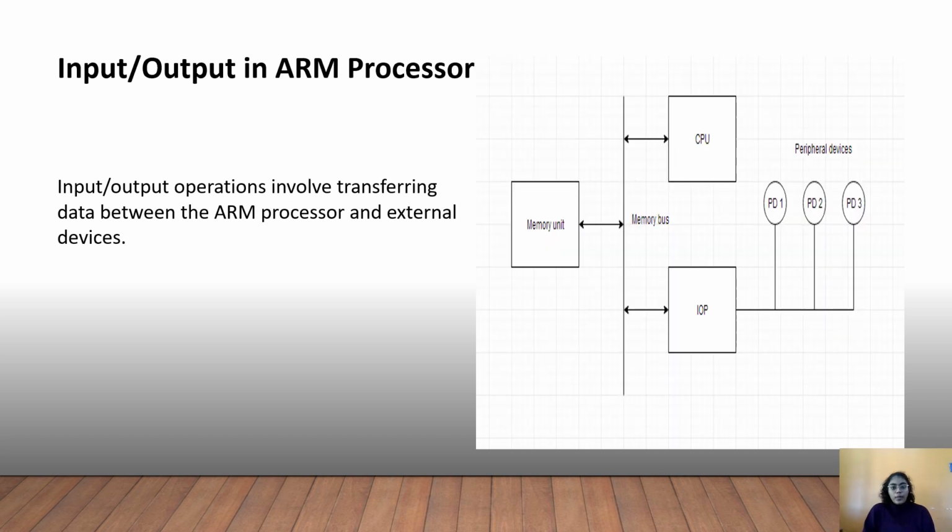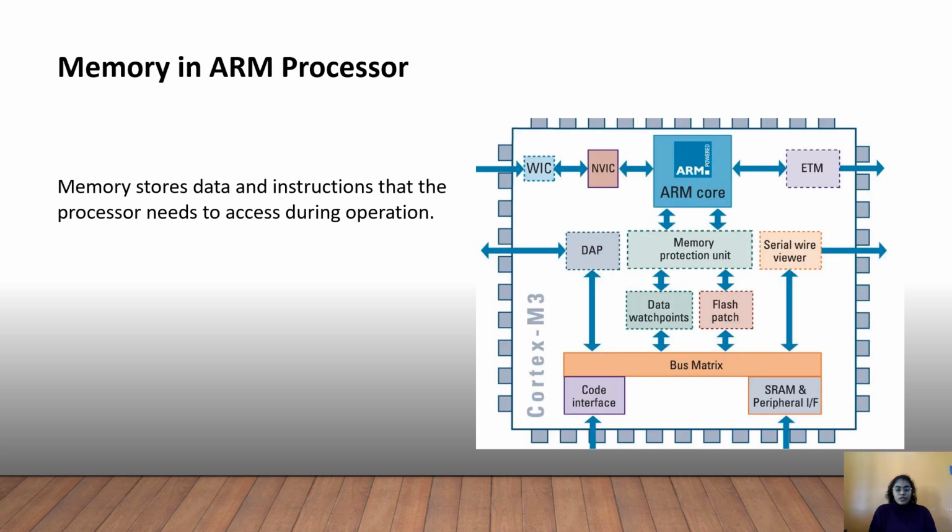Input or output in ARM processor. So now let us see what input and output do in the ARM processor. Input or output operations involve transferring data between the ARM processor and external devices. So here we can see the pictorial representation of the application of input and output in the ARM processor. Memory in ARM processor. Let us see what memory does in the ARM processor. Memory stores data and instructions that the processor needs to access during operation.